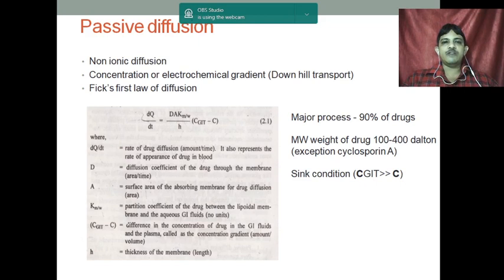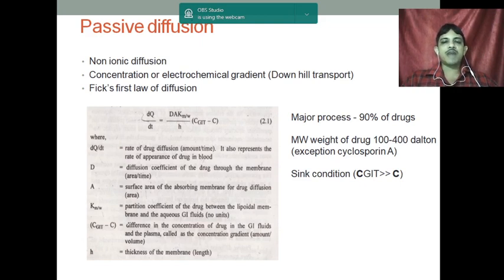Passive diffusion is known as non-ionic diffusion. That is the first important point. Next, it follows the concentration or electrochemical gradient, also known as downhill transport. What does it mean? It means the transportation of the drug across the membrane is concentration based, that is, from high concentration to low concentration. Clear? Drug movement across the membrane from the higher concentration to the lower concentration.